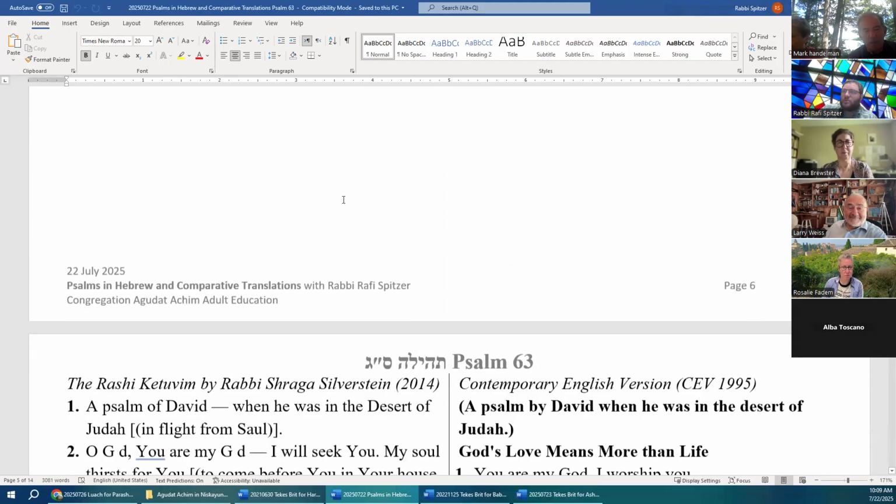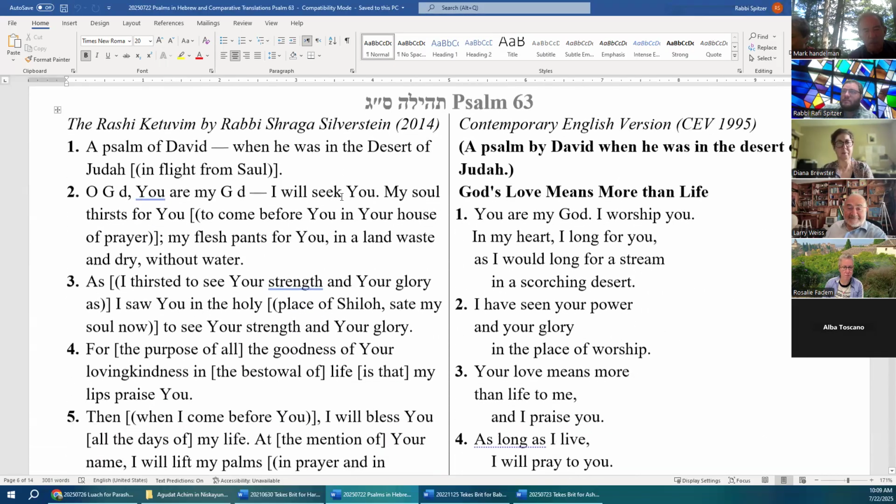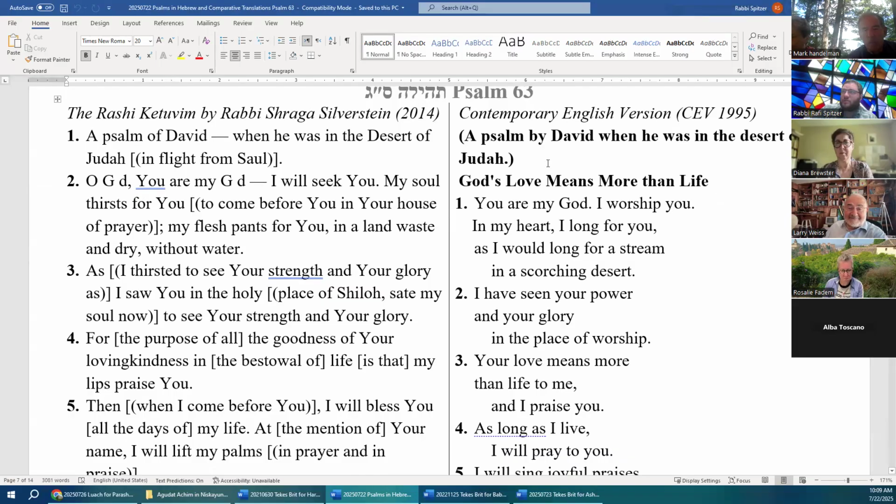We'll turn to the Contemporary English Version, which is a Christian translation of the Book of Psalms. A Psalm of David when he was in the desert of Judah. And then this translation gives us a title for each psalm. The titles are not original to the psalm. This title is God's Love Means More Than Life.